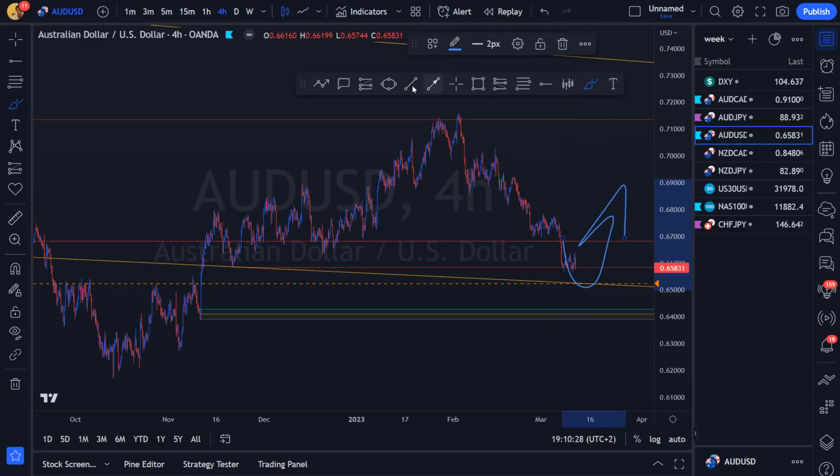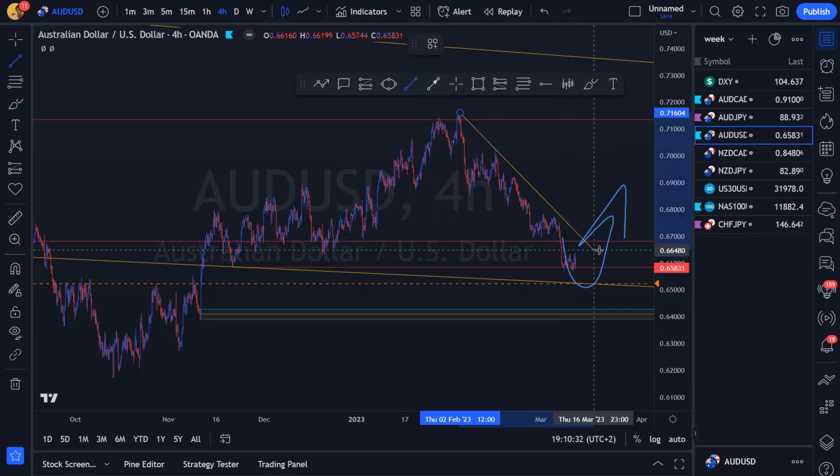What we can do just for control is add a resistance trend line over here. And we know that as long as price action is still below this resistance trend line, this is still a seller's market, obviously. We don't need to cut our trends. As long as we're below the trend line, we're in a downtrend, or the downtrend is still in play.